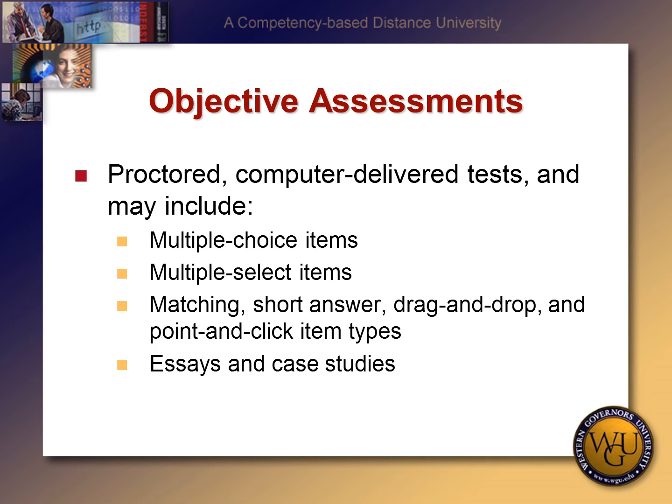Objective assessments are the proctored or computer-given tests, which may include multiple choice items, multiple select items, matching, short answer, drag and drop, point and click items, or essays and case studies. Some courses will have a combination of OAs and PAs, and some will have just one or the other. It's based on how you are required to demonstrate competency in your course. OAs can be taken at home with your proctored camera, or they can be taken at a testing site. And that's something you can discuss with your student mentor as well.